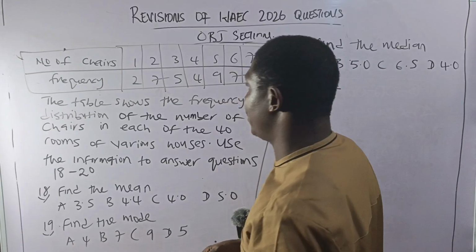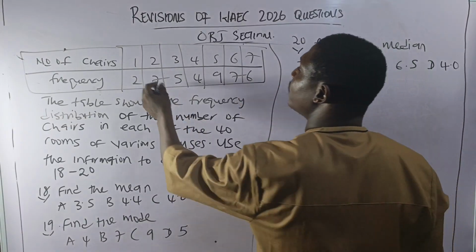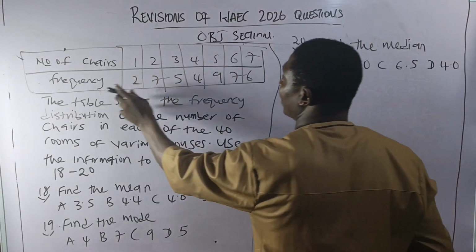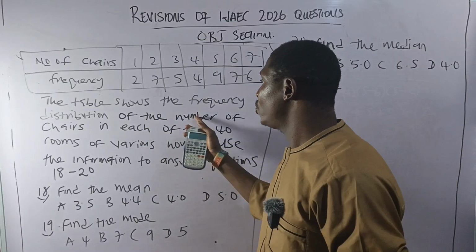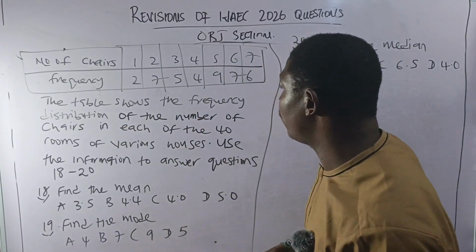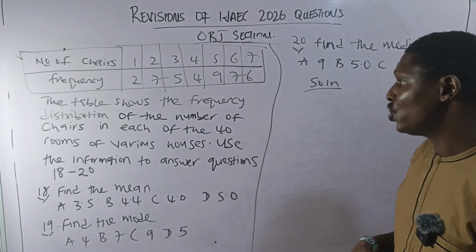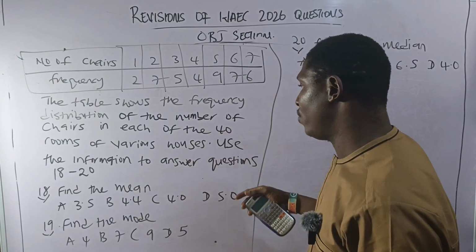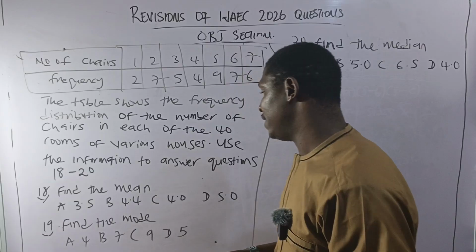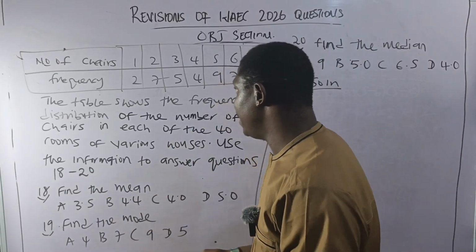We have number of shares and we have frequency. These values correspond to the number of shares, and these correspond to their frequencies. It says the table shows the frequency distribution of the number of shares in each of the 40 rooms of various houses. Use the information to answer the questions 18 to 20. Question 18 says find the mean.